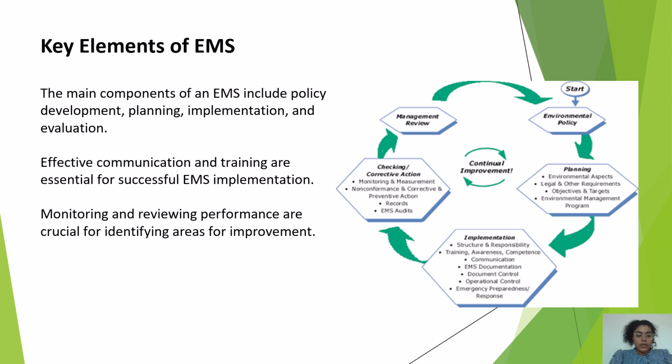Key elements of EMS. The main components of an EMS include policy development, planning, implementation, and evaluation. As I told you before, plan, do, check, act, that is also similar to development, planning, implementation, and evaluation. So effective communication and training are essential for successful EMS implementation. Without communication and training, it is not possible to successfully implement EMS. Monitoring and reviewing performance are crucial for identifying areas for improvement.